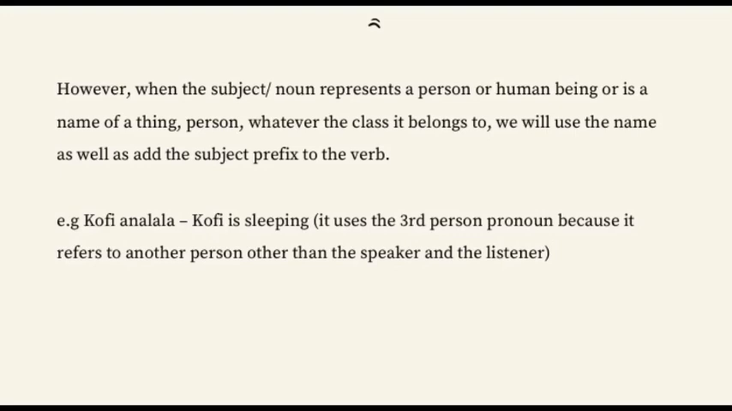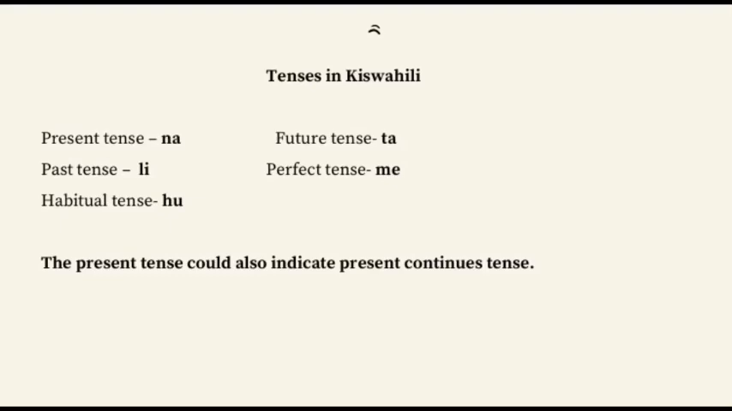Kofi here in this case is a third person pronoun because it refers to another person other than the speaker and the listener. Let's quickly look at the tenses in the language. We have the present tense, which is na, the past tense, which is li, the future tense, which is ta, the perfect tense, which is me, and then the habitual tense, which is hu. The present tense could also indicate a present continuous tense.